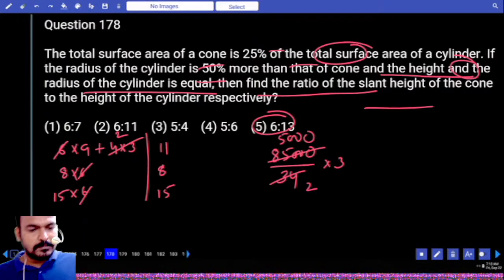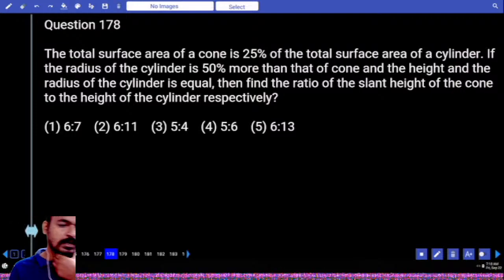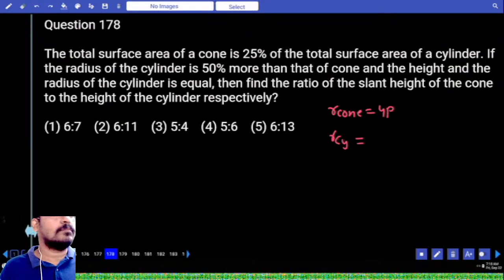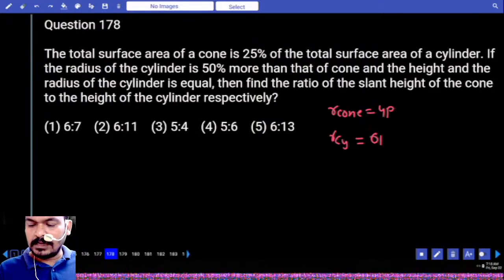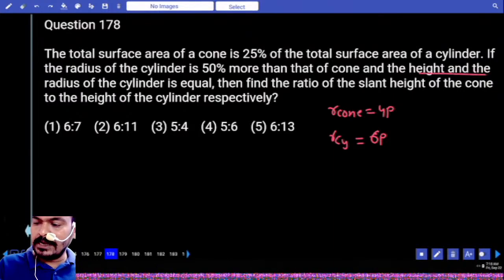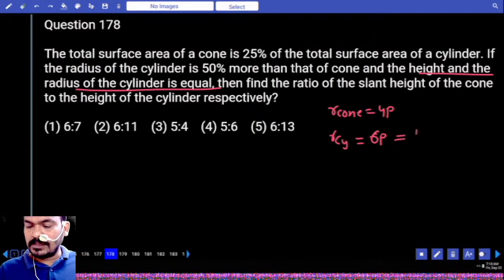Next, 178. The total surface area of a cone is 25% of the total surface area of a cylinder. If the radius of the cylinder is 50% more than that of a cone. Radius of a cone and radius of a cylinder. Suppose we consider the cone radius as 4 parts. Then the radius of the cylinder is 6 parts. Yes or no? Next, height and radius of the cylinder are equal. Radius of the cylinder is 6 parts means height of the cylinder is also 6 parts.